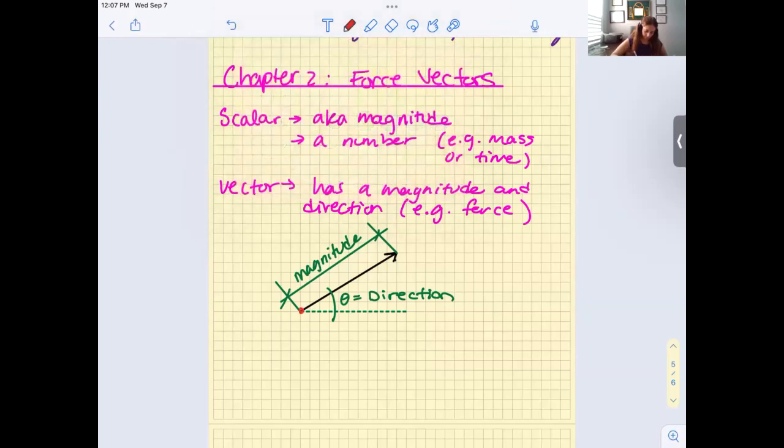We would label this point right here the tail, and this point right here the head. And let's say I wanted to name it vector A. I would write it like this, A with an arrow on top. Vector A.